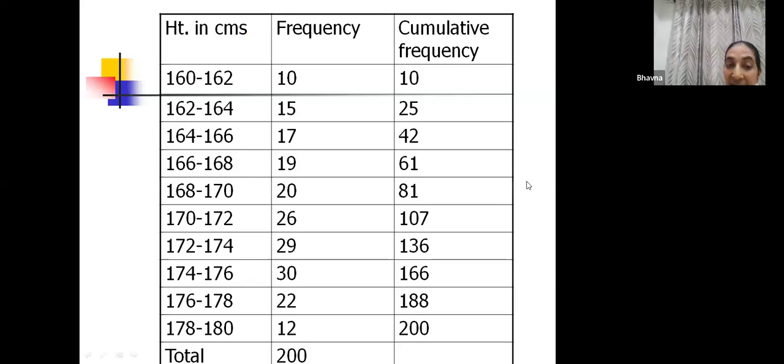See, we take the height of many people, say 200 people in centimeters, and we draw a frequency table. In between 160 and 162 centimeters, there were 10 people. In between 162 and 164 centimeters, there were 15 people. In between 164 and 166 centimeters, there were 17 people. And see how the cumulative frequency is running side by side. 10 plus 15 is 25. 25 plus 17 is 42. 42 plus 19 is 61. 61 plus 20 is 81, and so on. See, here you get 200 at the last because the cumulative frequency is the frequency of the entire group.